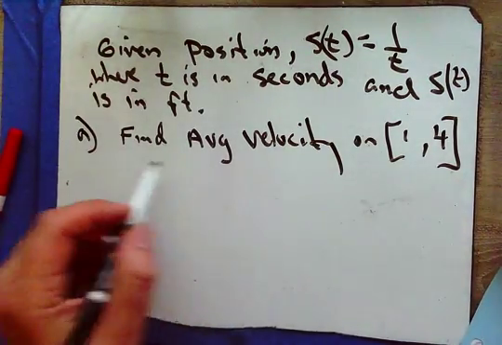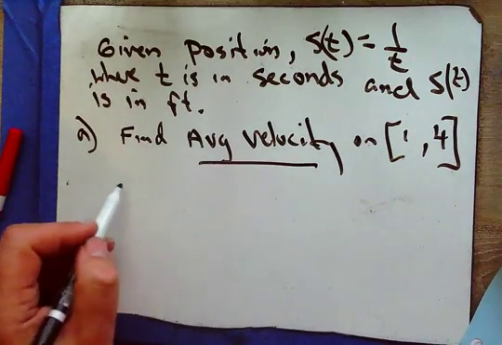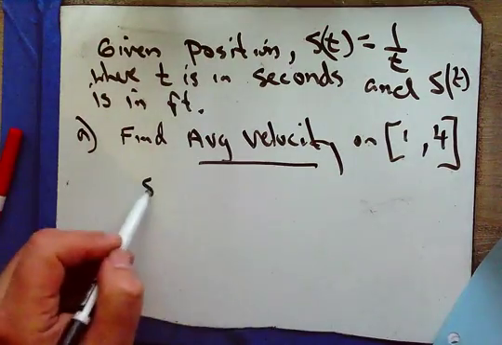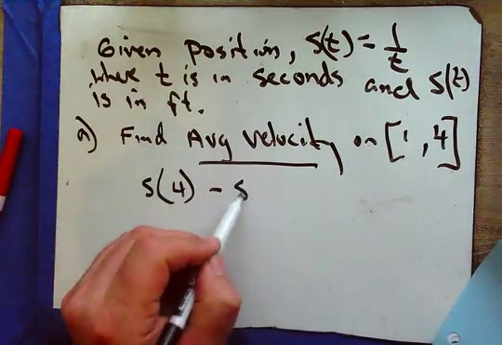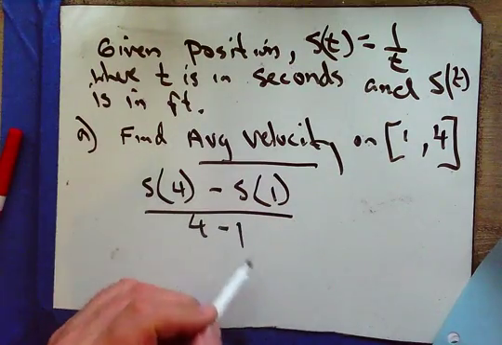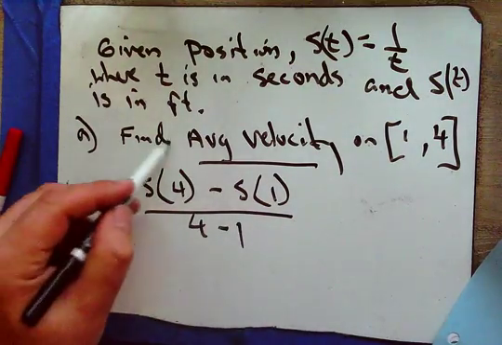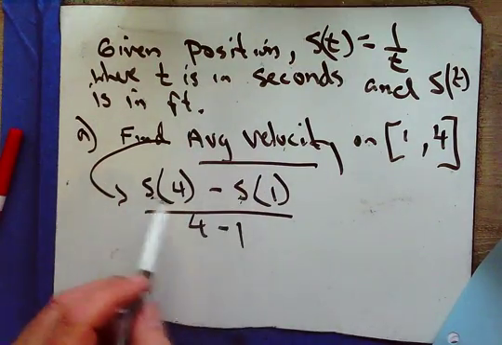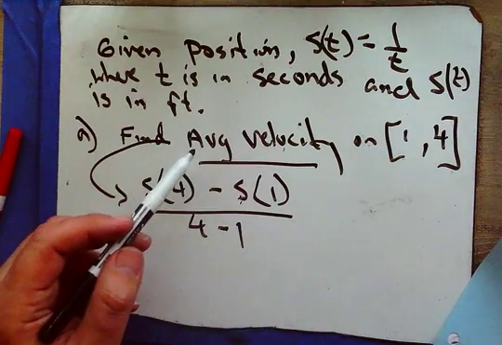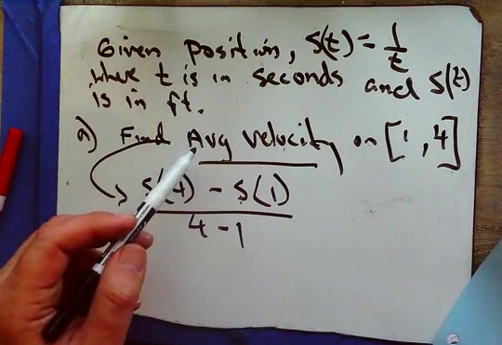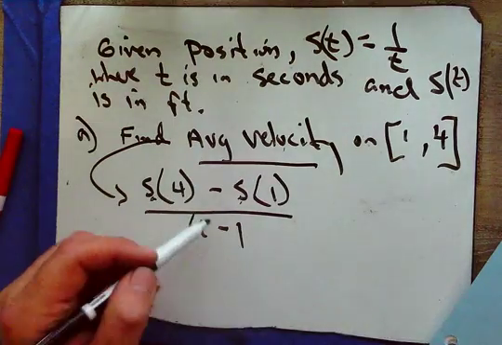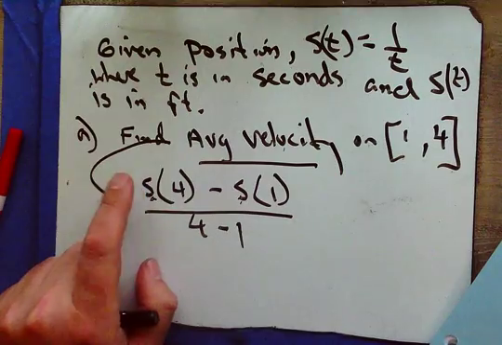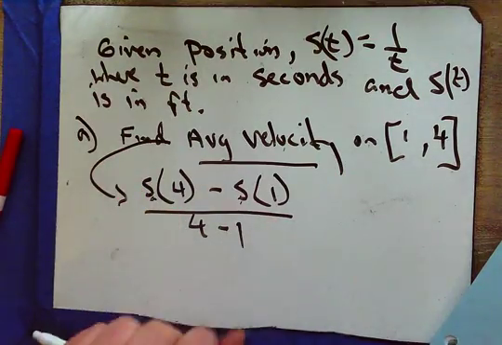So average velocity, we remember, is the slope of the secant with the 2 points on the interval. So we need s of 4 minus s of 1 over 4 minus 1. That's going to be average velocity. And notice to find average velocity, these aren't velocities, these are positions. Velocity is defined as the rate of change in position over time. So we are thinking then about finding the slope on position between these 2 points.